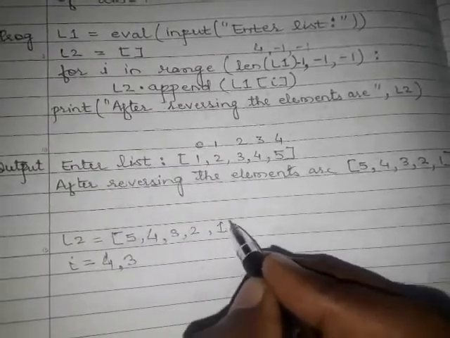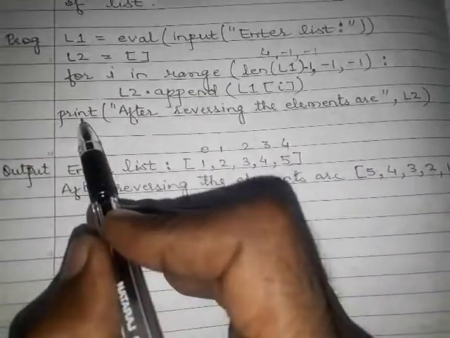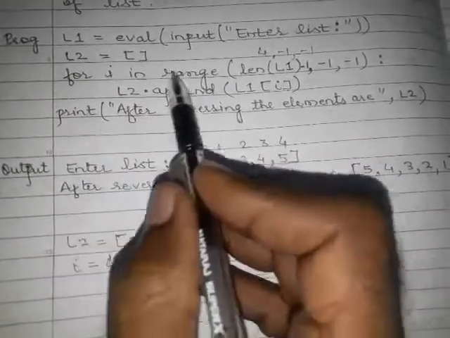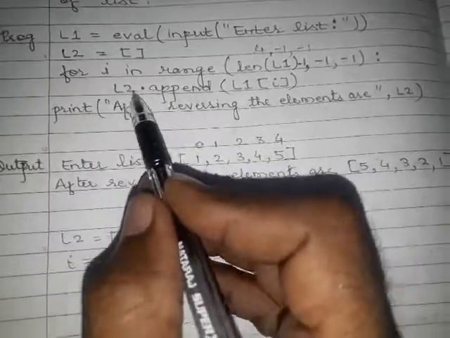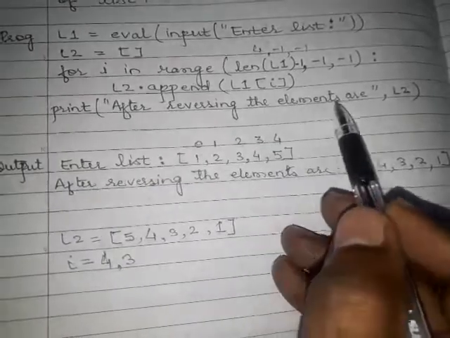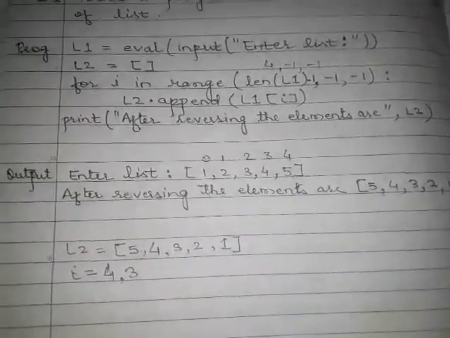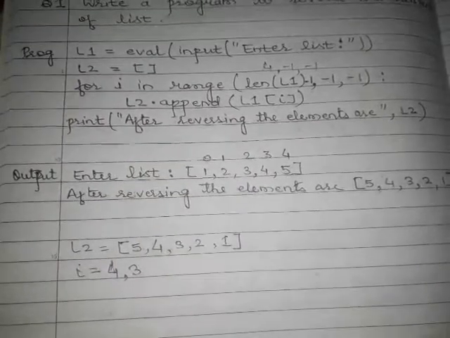And at the last our final element will be appended and we will come out of the loop. This print statement is outside the for loop. So after appending we will print the list L2 with the message "After reversing the elements are" L2. The elements of L2 are 5, 4, 3, 2, 1. So this is the main logic behind reversing the list.